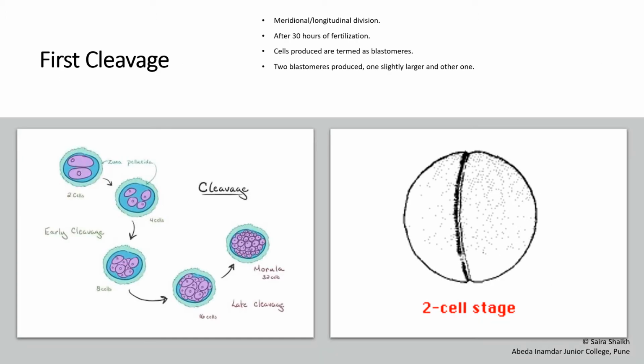The first cleavage in early embryonic development is longitudinal. It begins about 30 hours after fertilization. The cells produced are termed blastomeres. In the first cleavage, two blastomeres are produced, one slightly larger than the other. Look at the figure, how this longitudinal division divides the zygote into two blastomeres. This stage is called the two-cell stage.